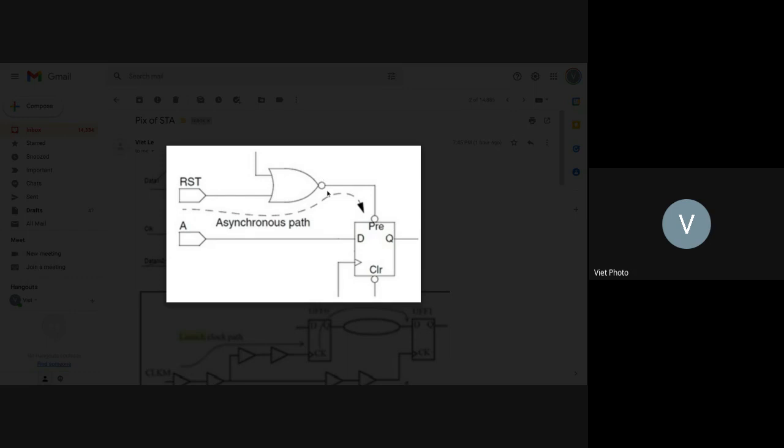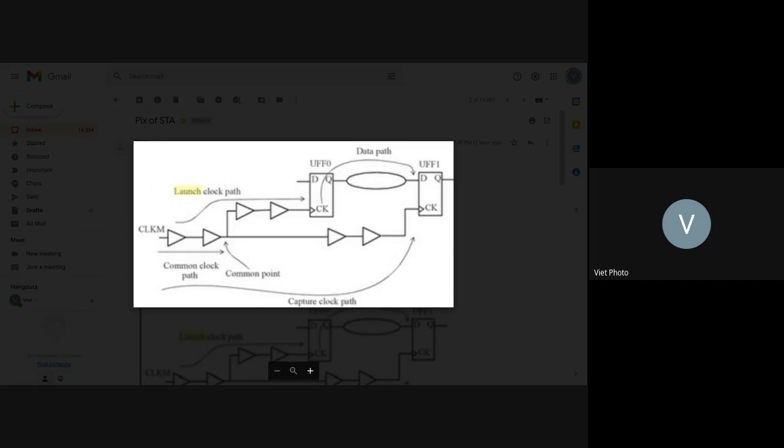Actually, reset here, you swap and go to preset. But this reset can go directly this way, because reset goes to clear. So it will reset at the beginning, or preset when it's needed. I can repeat. Okay, that's it. So that explains the data part.